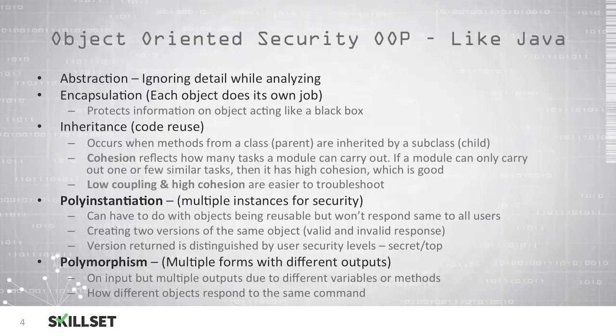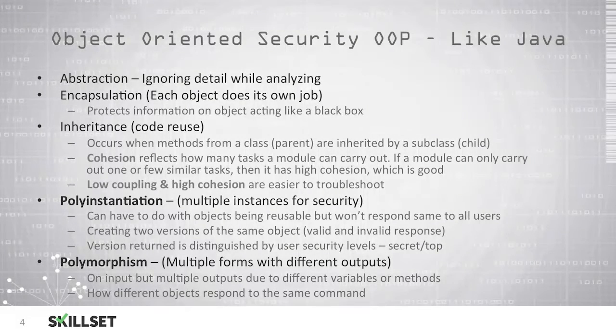Polyinstantiation is where you have multiple instances for security. This can have to do with objects being reusable, but these objects will not respond the same way to all users. It allows you to create two versions of the same object, one for a valid response and one for an invalid response. The version that returns could be distinguished by the clearance level of the user. For example, if a user has secret clearance, they would get one version of the object, but if an individual has top secret clearance, they would get a different, more secure version of the object.